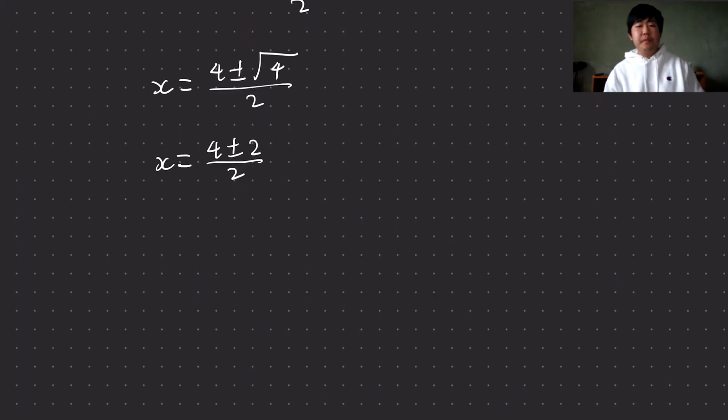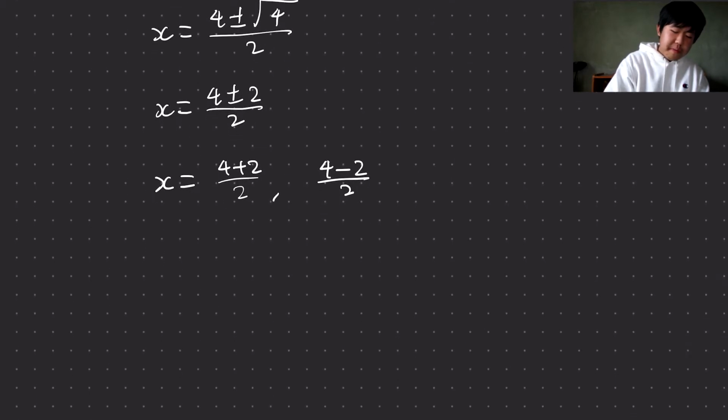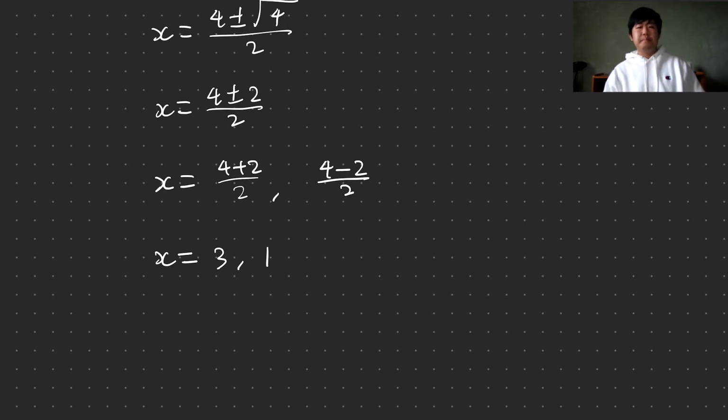And now let's split the plus minus into two different numbers, as there are going to be two answers in most quadratic equations. So x is going to be 4 plus 2 over 2, and then 4 minus 2 over 2. And then, as you know, x is going to be 3 and then 1. And that's it. Now let's go to level 2.